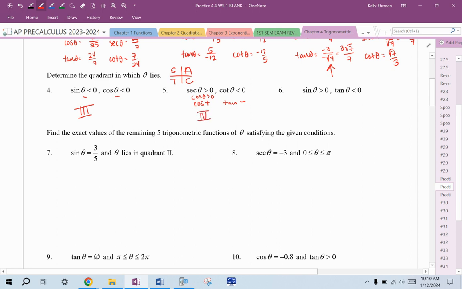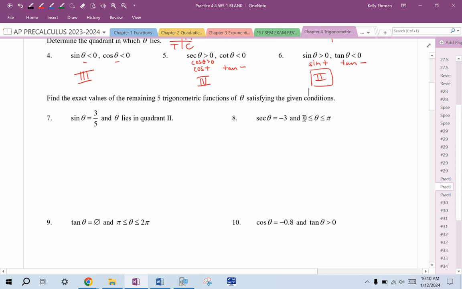That's where cosine's positive, everything else is negative. Sine is positive, tangent's negative. Sine's positive in quadrants 1 and 2, and tangent's only negative in quadrant 2 out of those two options. So we're in quadrant 2.